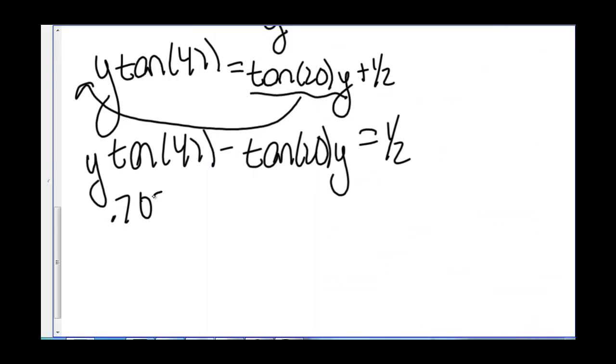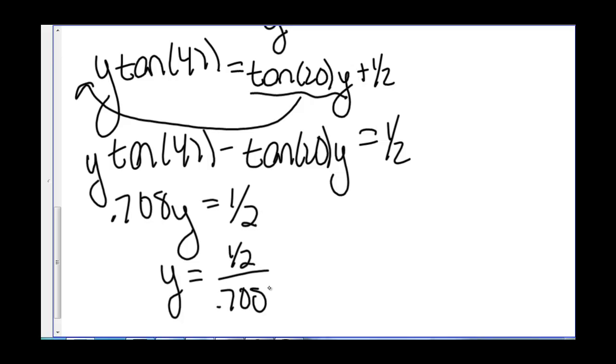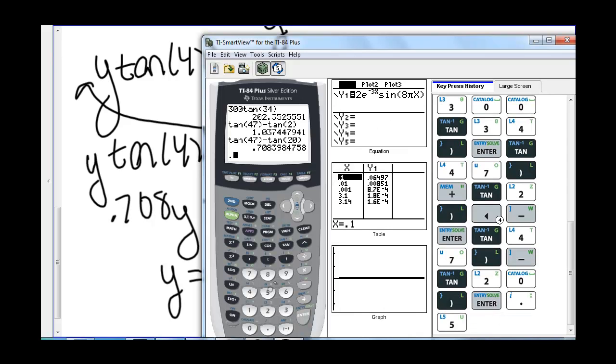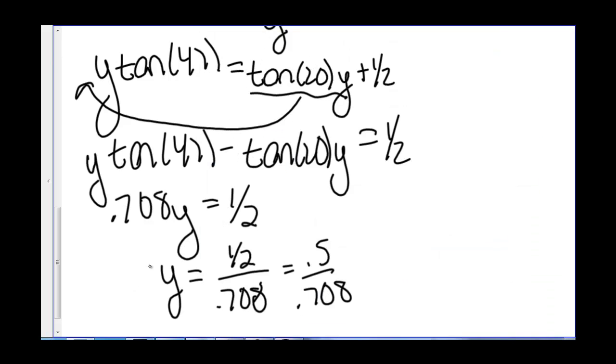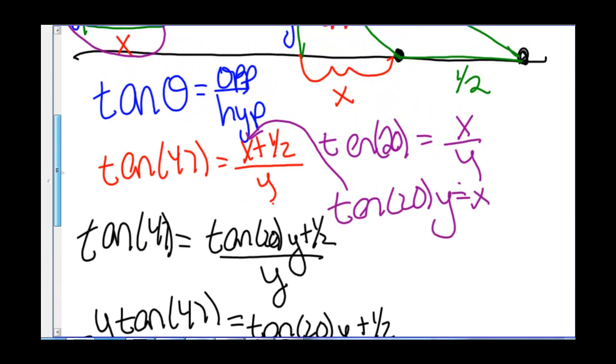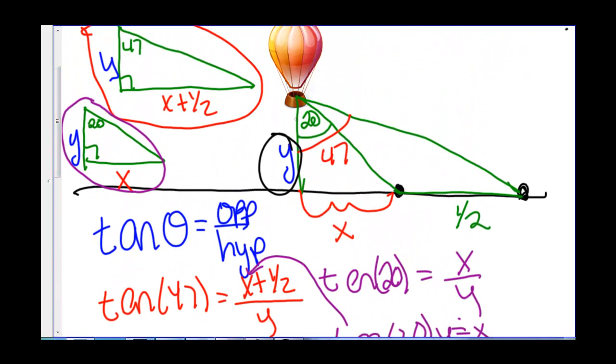So 0.708 y equals 1/2. So we need to divide both sides by 0.708. So 1/2 divided by 0.708, that's also 0.5 divided by 0.708, and we get 0.706. So this y is 0.706 miles from the ground.